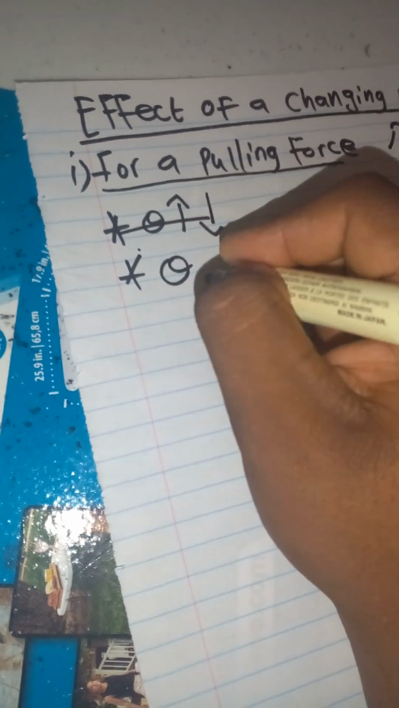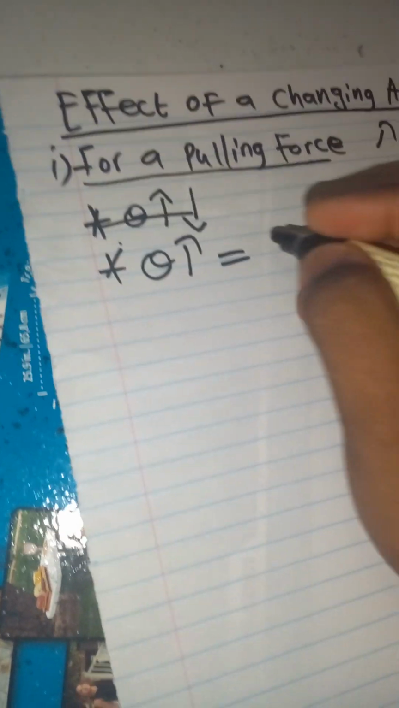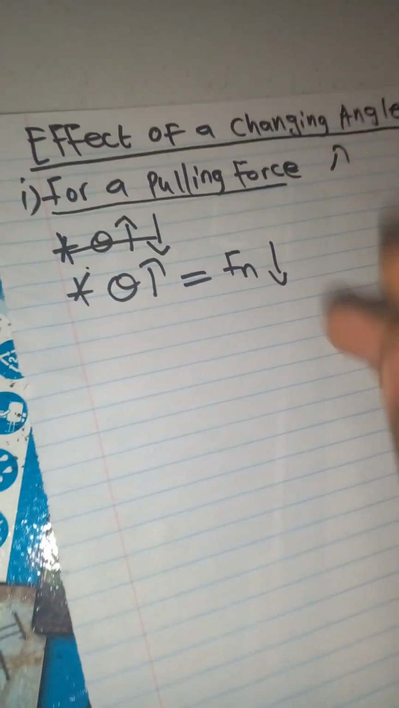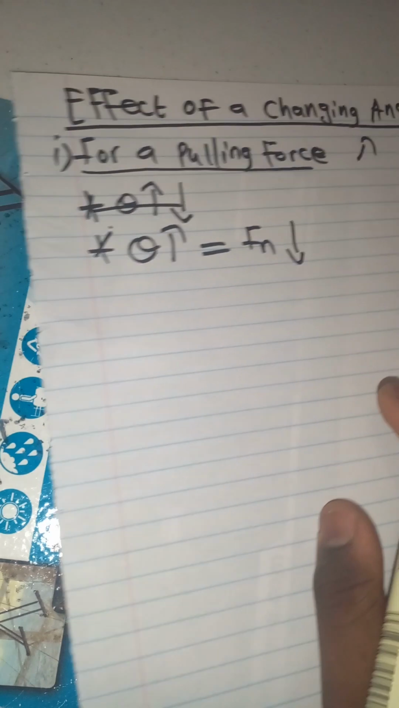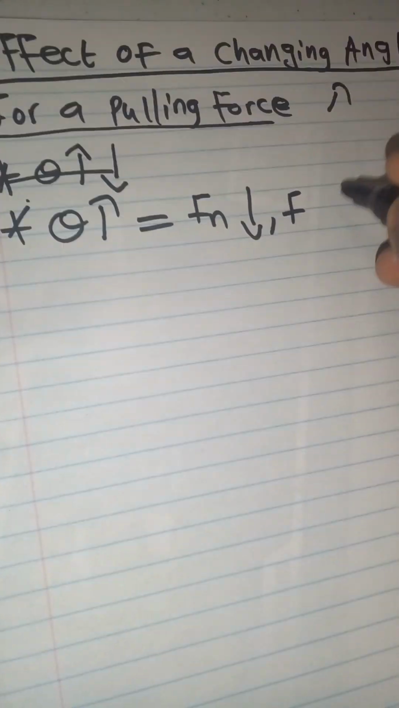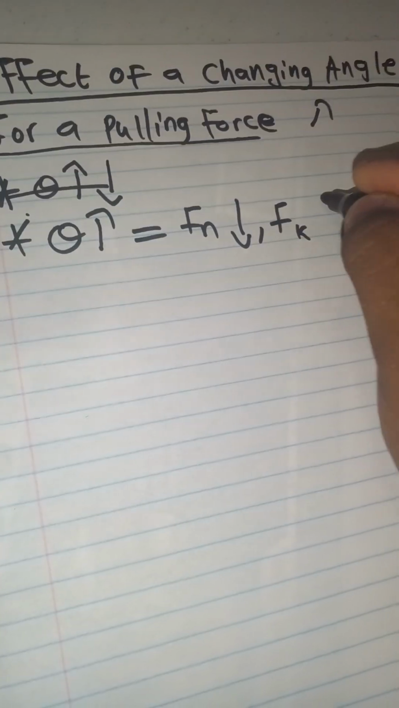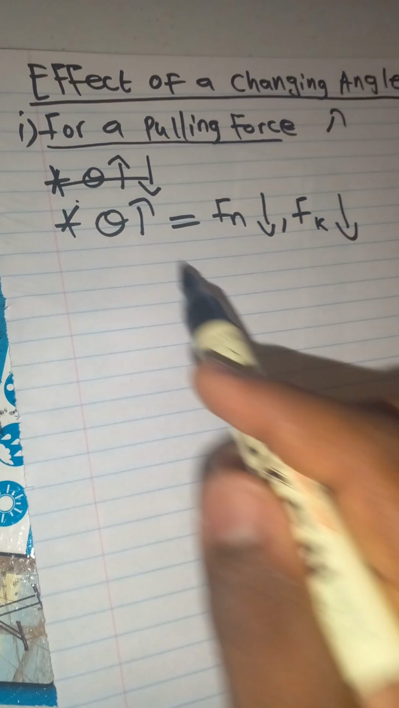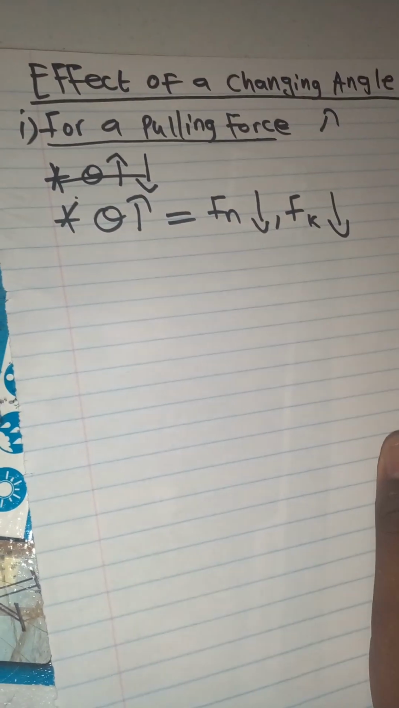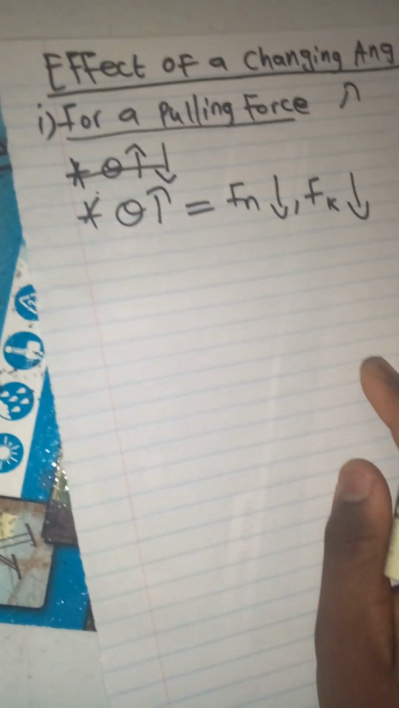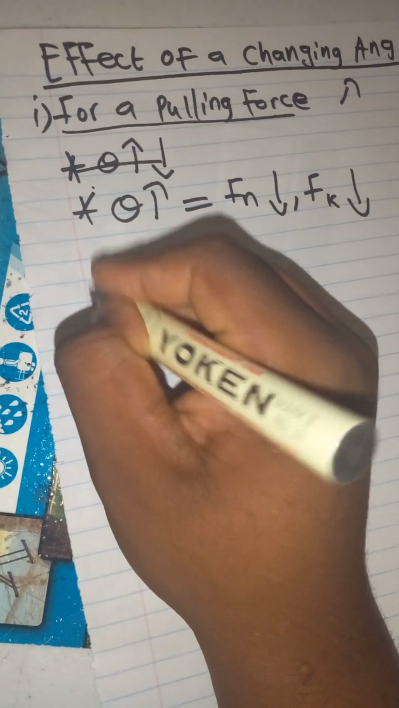If theta increases, what will happen? The normal force will decrease. And since the normal force is directly proportional to the frictional force, the frictional force will also decrease. I'll just summarize everything here, and you just have to know what I'm saying.